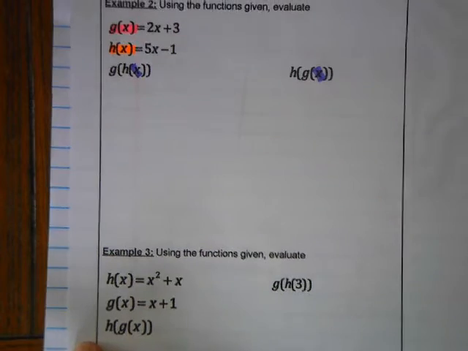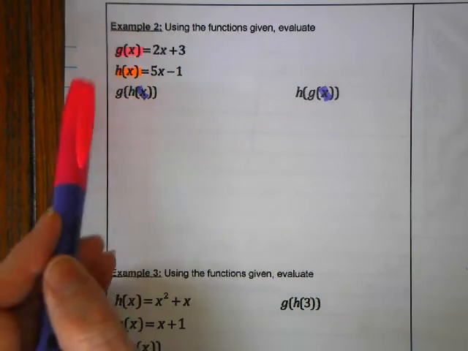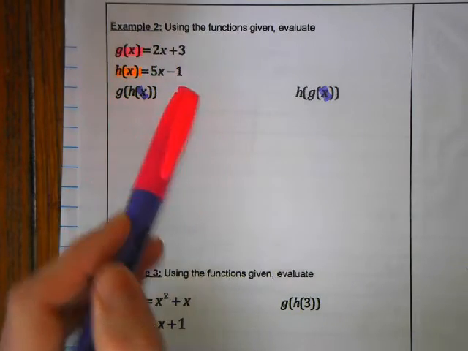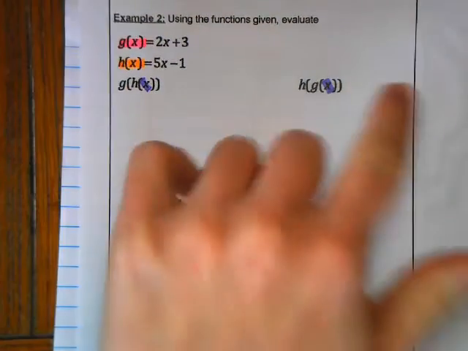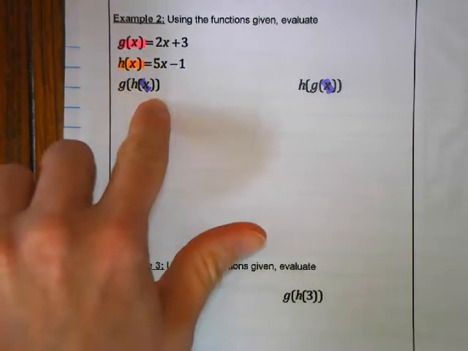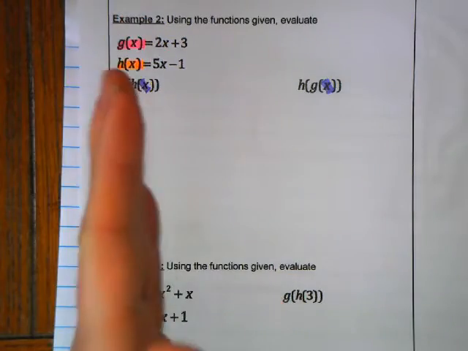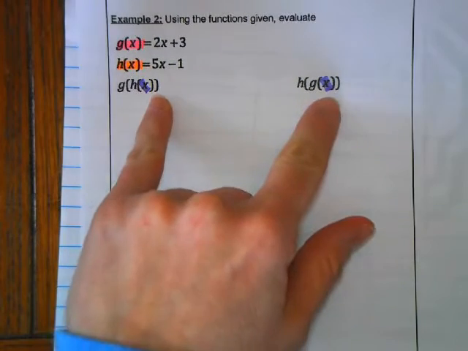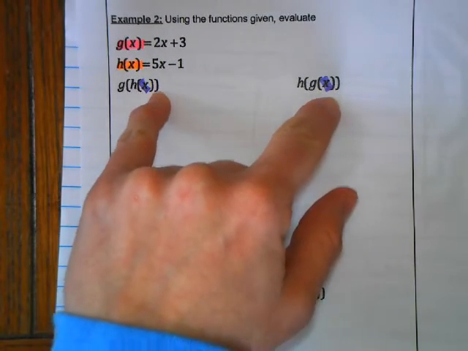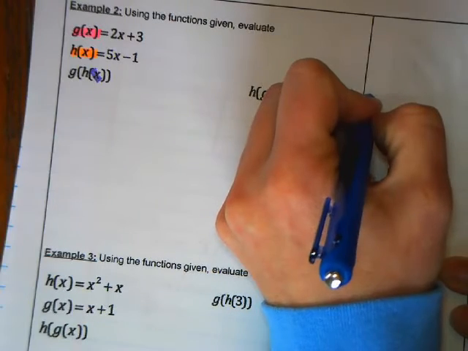Okay, so we have example number 2. I did a little highlighting already. My g function is 2x plus 3. My h function is 5x minus 1. We're going to do two different ones, I'll do one, then you can try one. But g of h of x: the outside box is your g function, your present is your h function. When there are x's left in there, that means you are not going to get a number, right?